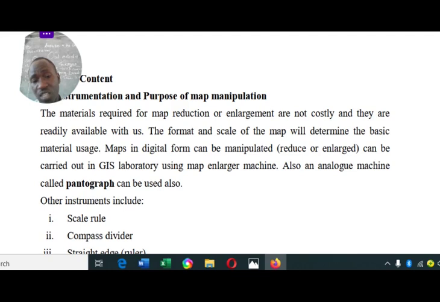They are saying that maps in digital form can be manipulated, in other words can be reduced or enlarged. That can be carried out in a GIS laboratory, or what we can term a geographical information system, using machines to enlarge maps. They are also saying that there is an analogue machine, the pantograph, that can be used to do the reduction or to enlarge the map.